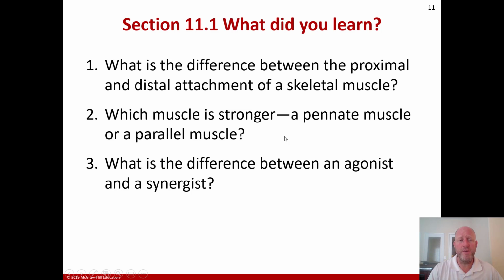So you should be able to define the difference between the proximal and distal attachment, from a standpoint of location: what's more proximal versus what's more distal. However, make sure you also note the origin, where it begins, and the insertion point. Which muscle is stronger, a pennate muscle or a parallel muscle, or more capable of producing force based on its design? And what's the difference between an agonist and a synergist?